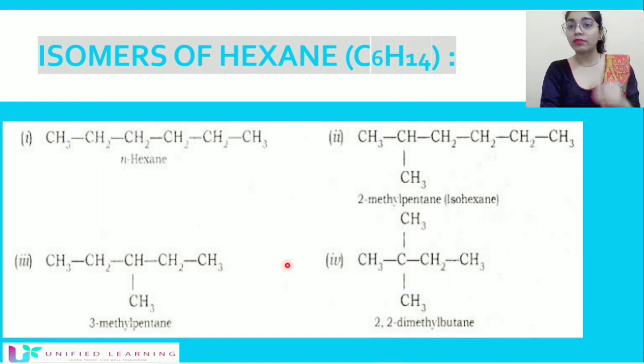Let's move further with the isomers of hexane. The basic formula is C6H14, and this is the straight chain structure and this is the branch chain structure. Here we have isomers of hexane: 2-methyl pentane, that is isohexane, then 2,2-dimethyl butane, and then 3-methyl pentane.